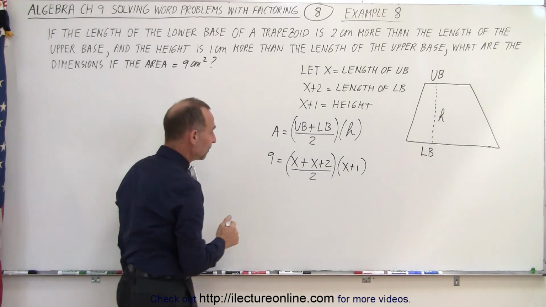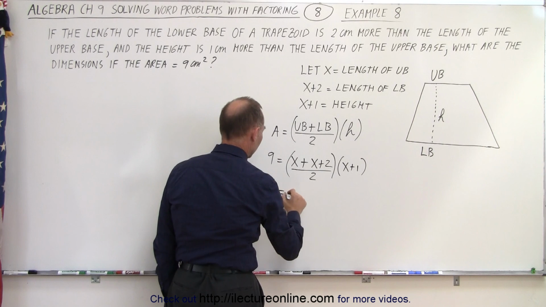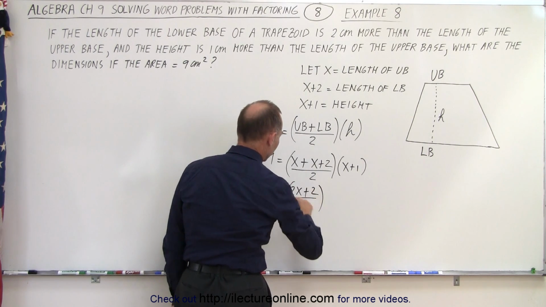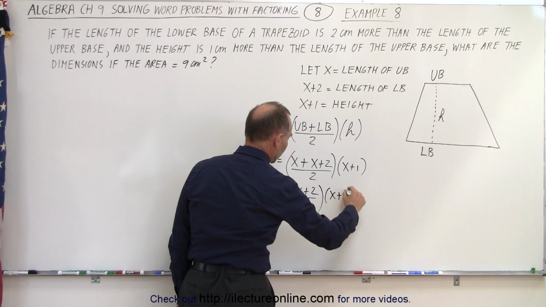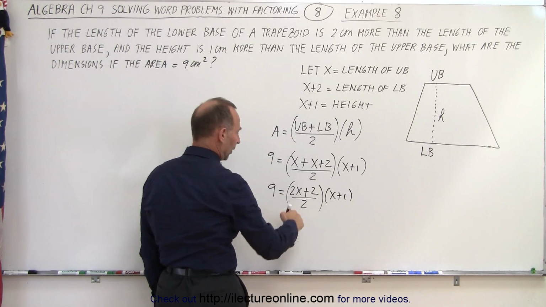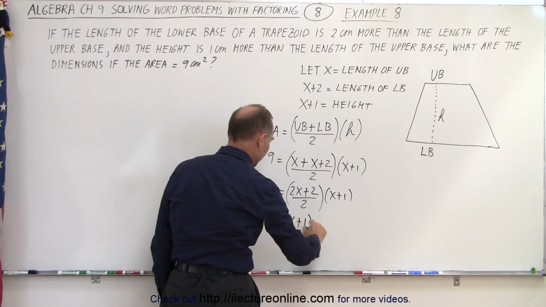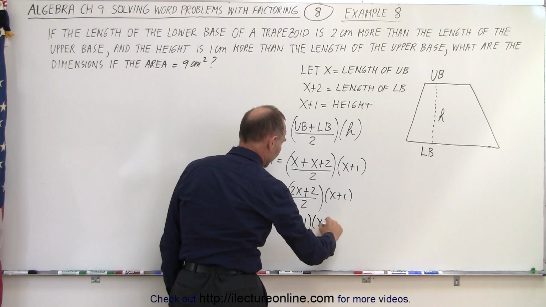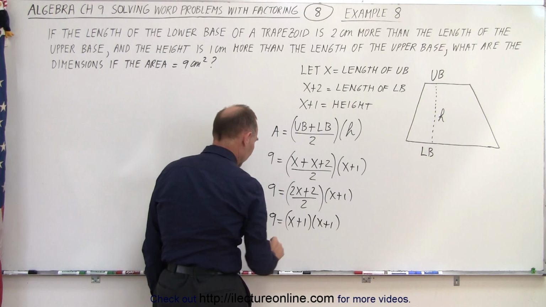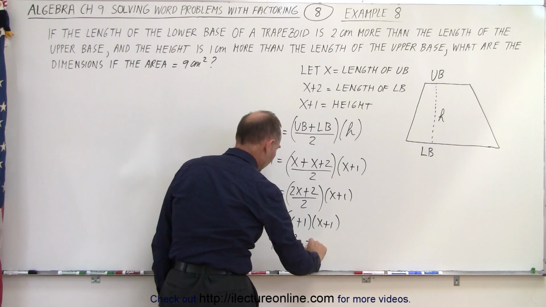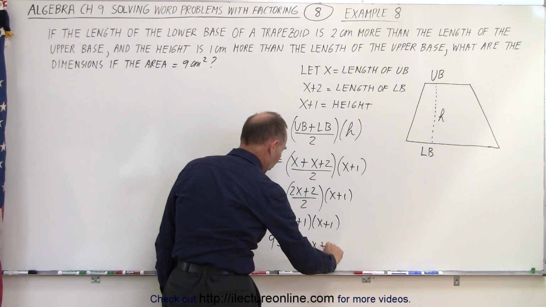So let's simplify. We have 9 is equal to 2x plus 2 divided by 2, multiplied times x plus 1. Notice that the 2 cancels out. And so we have 9 is equal to x plus 1 times x plus 1. So we can multiply that out. We have 9 is equal to x squared plus 2x plus 1.